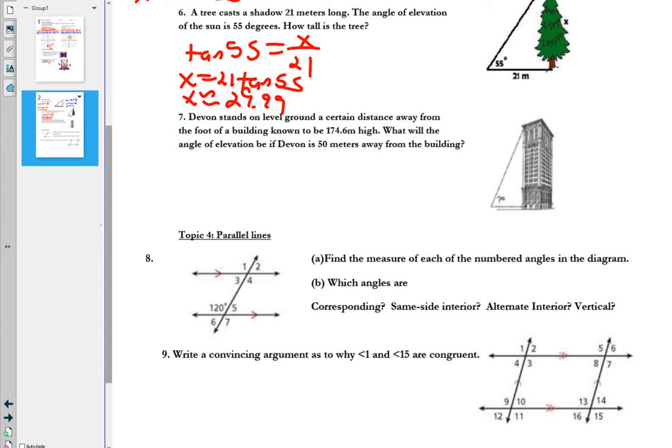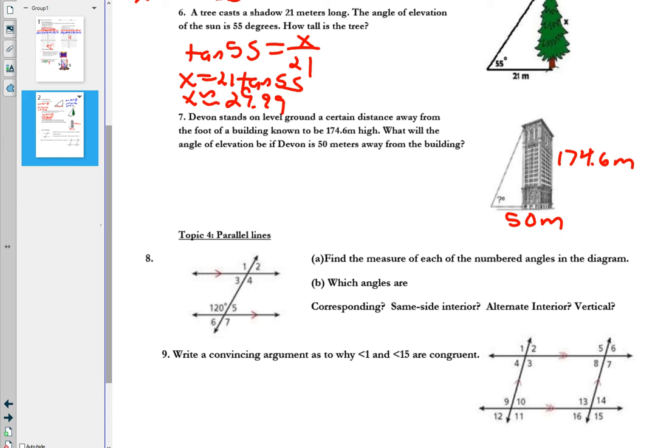Devin stands on level ground a certain distance away from the foot of a building known to be 174.6 meters high. So that's not labeled, so I'll label it. What will the angle of elevation be if Devin is 50 meters away from the building? So in order to find an angle using trig, we use the inverses, but then we also need to be given two sides, which we are. So what inverse function are we going to use here?